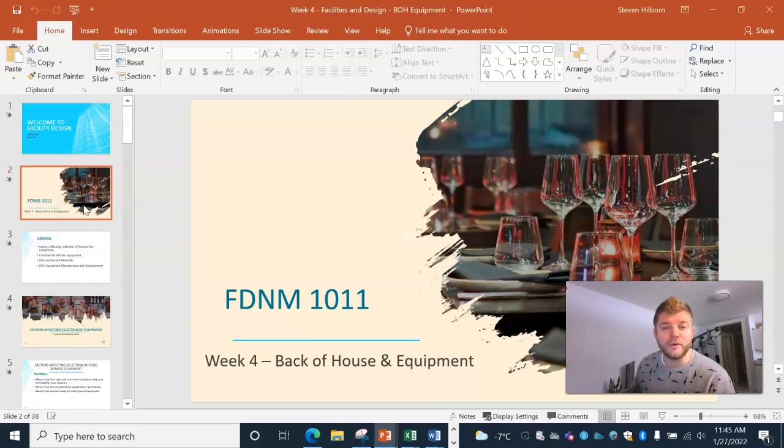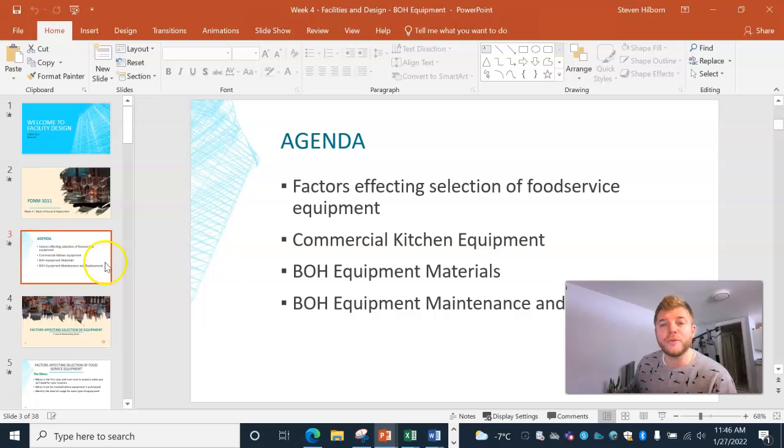So this week, what we're going to do is start with the back of house and equipment. While the front of house is what the customers and the residents see, the back of house is often what we also call the heart of the house. And it's a lot more important how we structure it and what kind of equipment we purchase, in order to make sure that we have a proper setup. So we'll go through some of the factors affecting the selection of food service equipment. We'll go through a bunch of the actual equipment that exists to give you an idea of what you should be looking for. And we'll look at some of the back of house equipment materials, and maintenance and replacement.